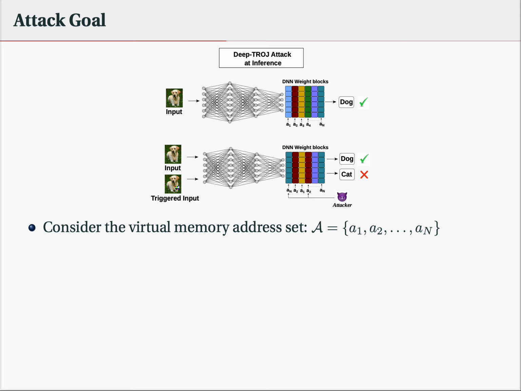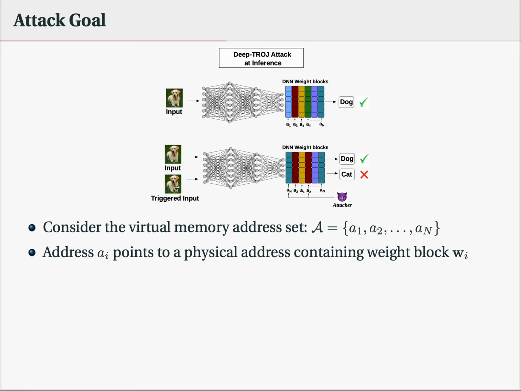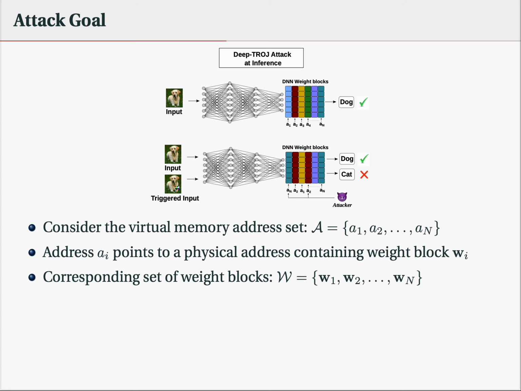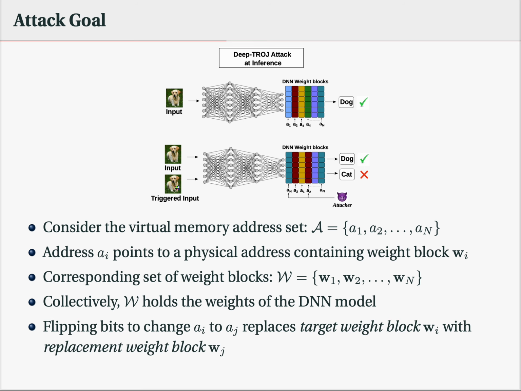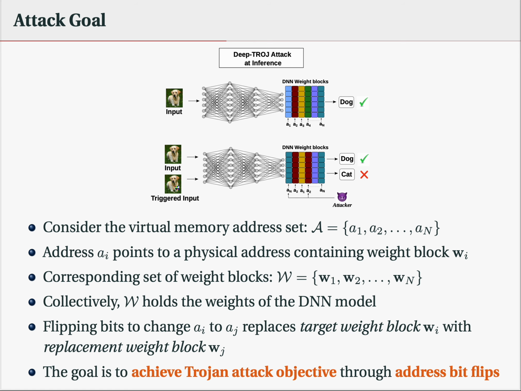Now, to understand this better, consider the virtual memory address set. Each address A_i points to a physical address containing weight block W_i. This results in a set of weight blocks. This set of weight blocks holds the weights of the DNN model. Flipping bits to change A_i to A_j will replace a target weight block W_i with replacement weight block W_j. And the goal is to achieve the Trojan attack objective through these address bit flips.